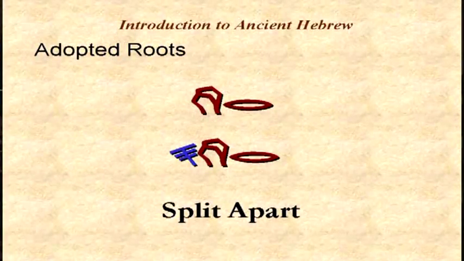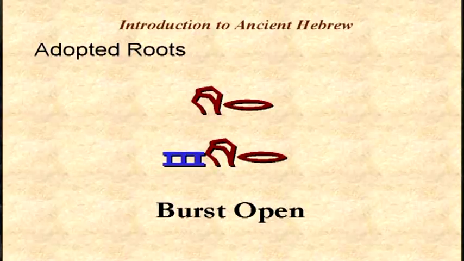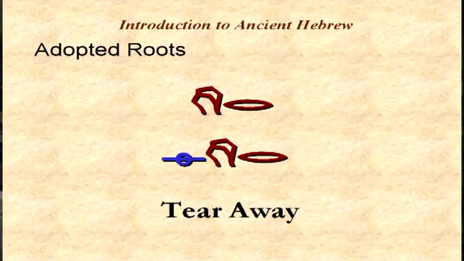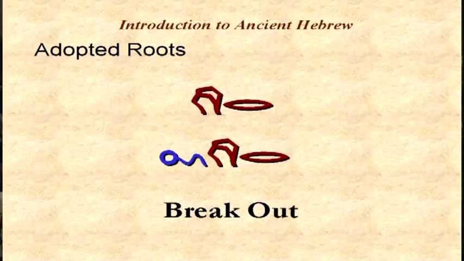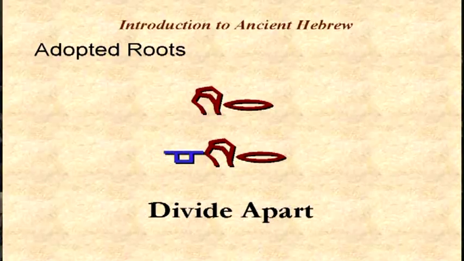All of the adopted roots that come from this have a similar meaning. Parats, to split apart. Parach, to burst open. Parak, to tear away. Parats, to break out. Parad, to divide apart. Now these are all adopted roots. You're starting to see how in the Hebrew language each word is not independent of itself. It's related to other words. They're like a family. And you have to understand all.